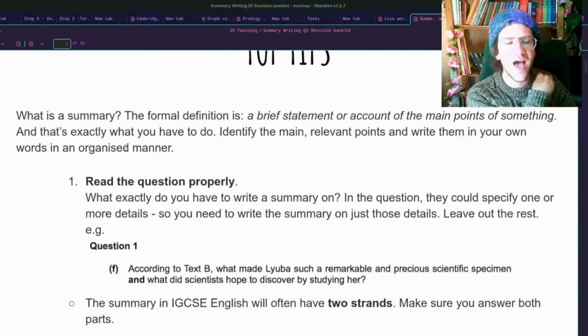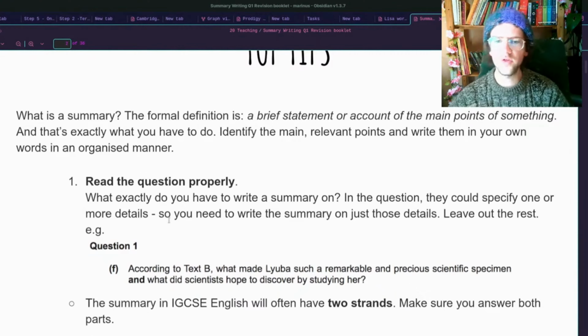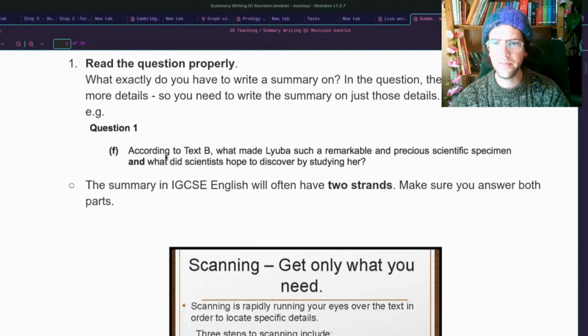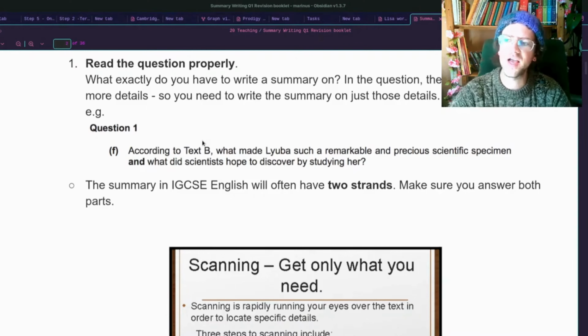Step one, we have to read the question properly. So we need to ask ourselves, what do we need to write a summary on? They aren't going to say, summarize this passage. They're going to ask for something specific. This is always question 1F in your exam. It says, according to text B, what made Luba such a remarkable and precious scientific specimen? And what did scientists hope to discover by studying her?